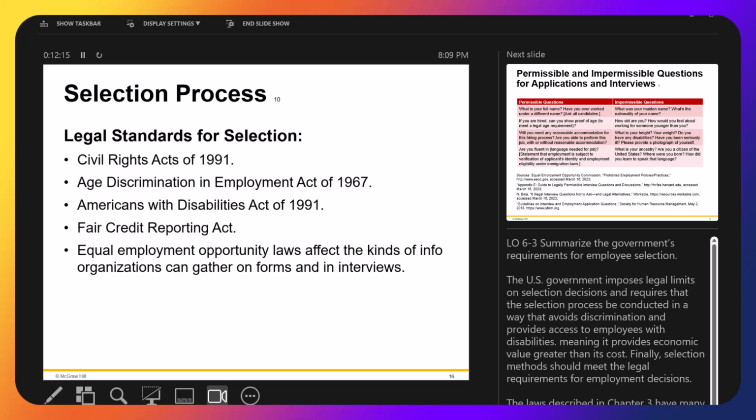So in the process, when you have a hiring process, all these different acts, these laws, these are federal laws, by the way, that you must take into consideration. And this is where your HR professionals will make sure that we are conducting a hiring process that abides by all these federal statute laws.